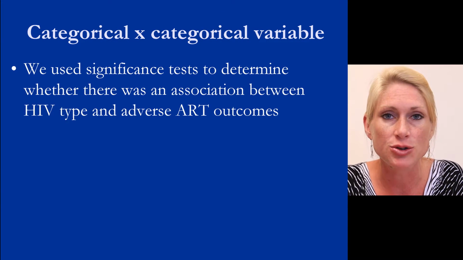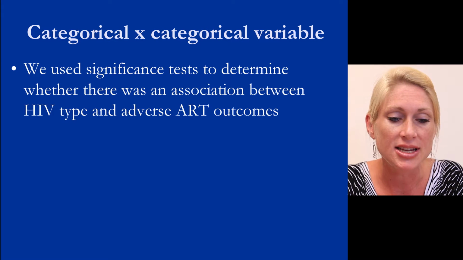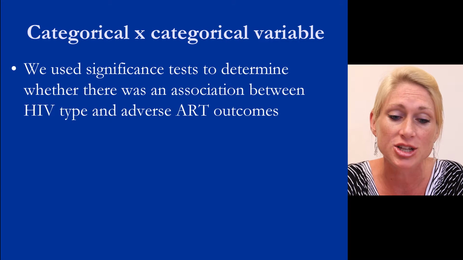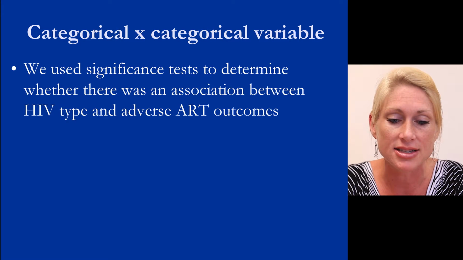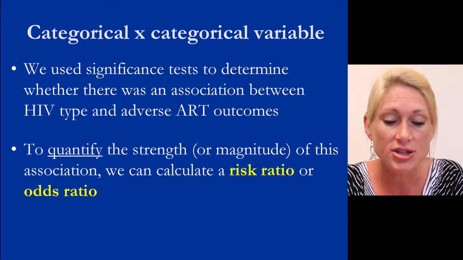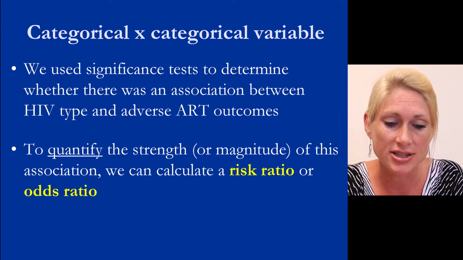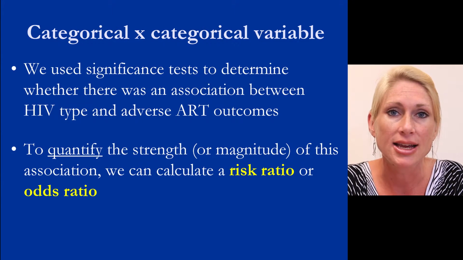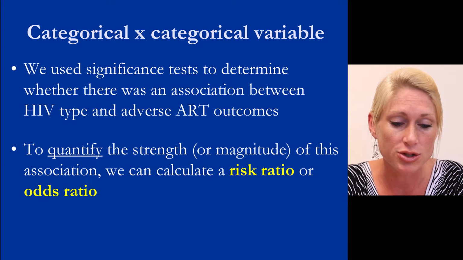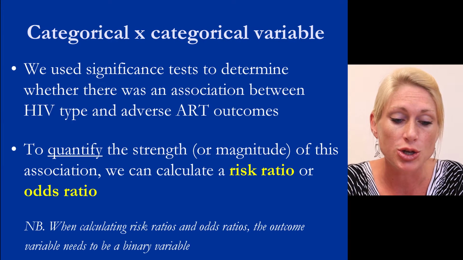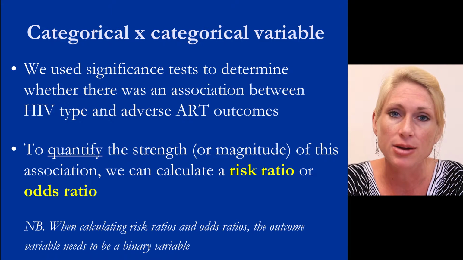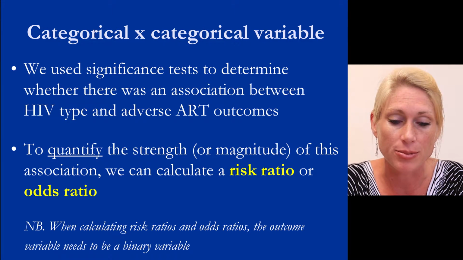So for the analysis of two categorical variables, we've seen how to use significance tests to determine whether there's an association between HIV type and adverse ART outcomes. To quantify the strength or magnitude of this association, we can calculate a risk ratio or an odds ratio. And just to note, when calculating risk ratios or odds ratios, the outcome variable needs to be a binary variable.